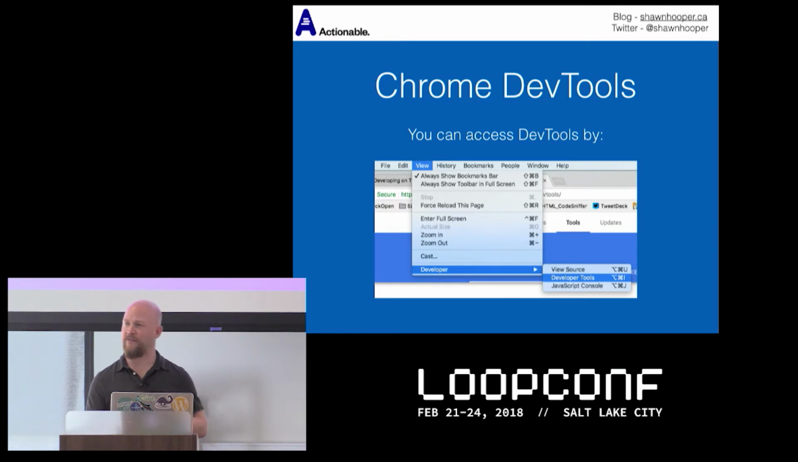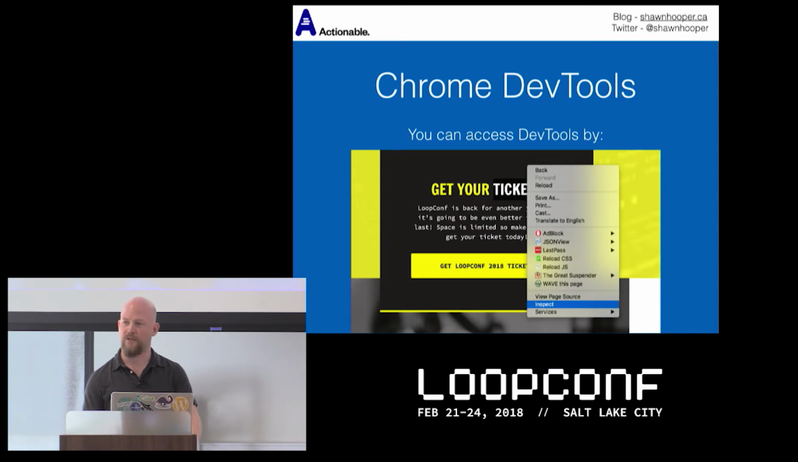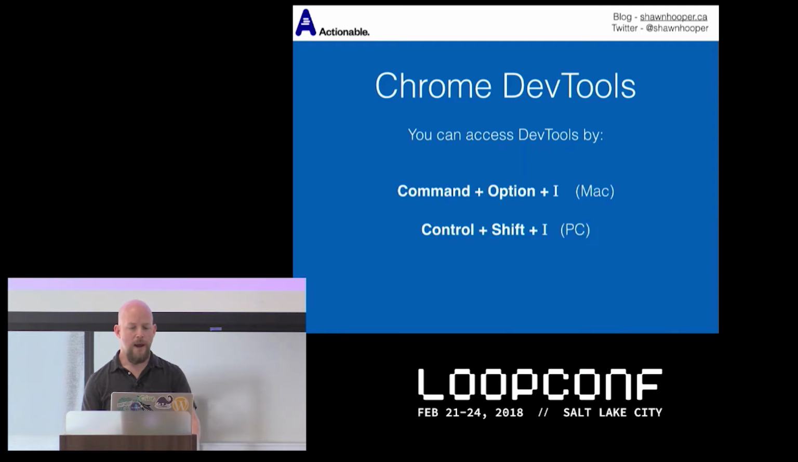You can access the DevTools in 3 ways if you're not familiar with them. One is by going into the developer menu under More Tools and choosing Developer Tools. The other is right-clicking on any element on your page and clicking on the Inspect option. And the third is by typing Command-Option-I on a Mac or Control-Shift-I on a PC. Those are 3 ways to get into the DevTools window.